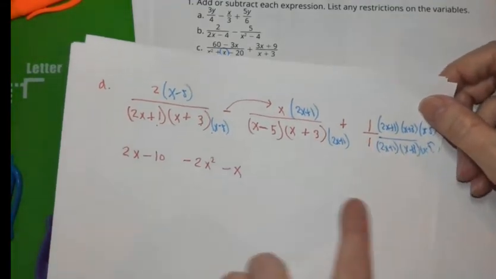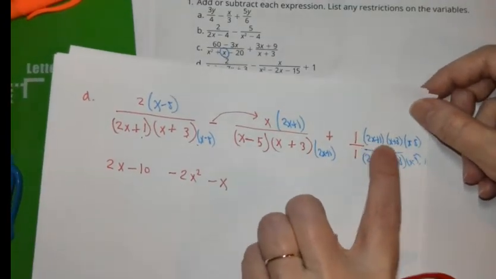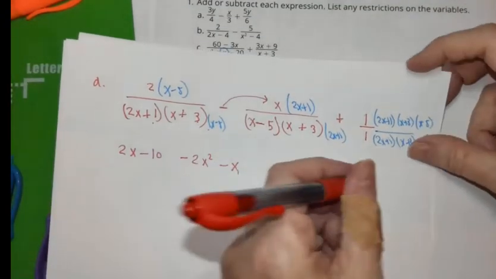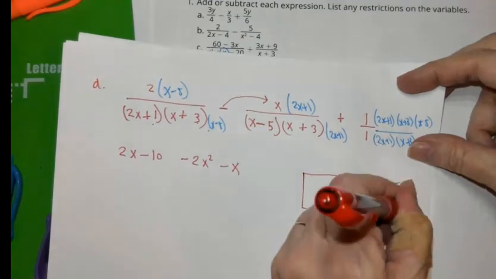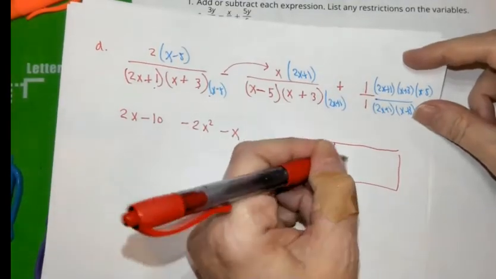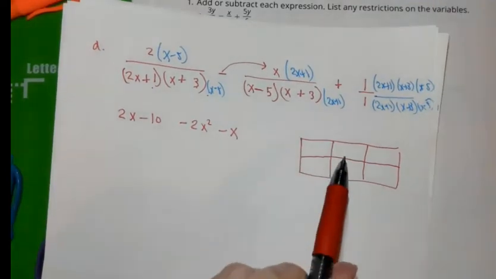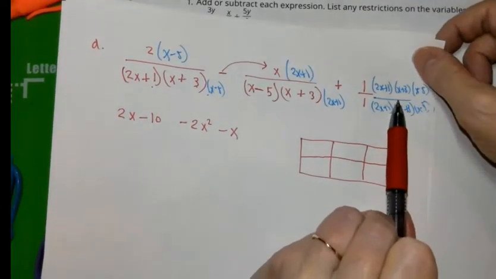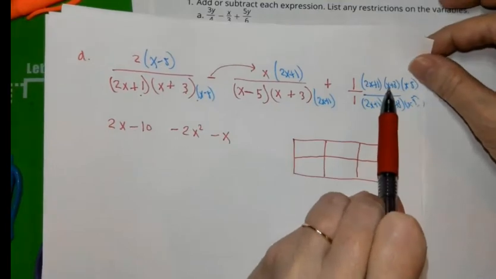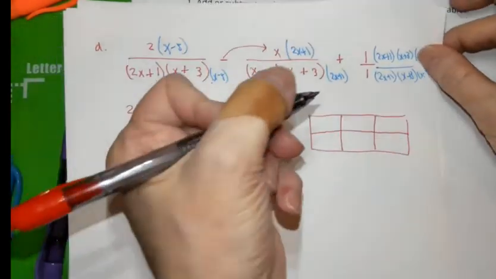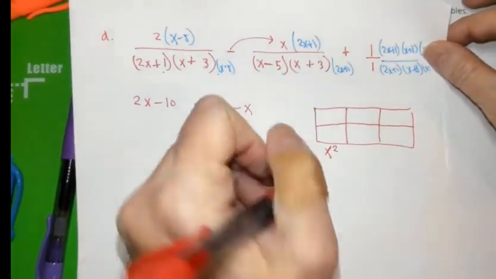So I'm going to step over here to the side and multiply these last two together first. And I'll make one of those big boxes again. This is just an easier way to keep track of what you're doing. You can do it with just the distributive property, but it gets tedious. So let's see, x times x would give me x squared. I'm going to put that on the bottom of this box.